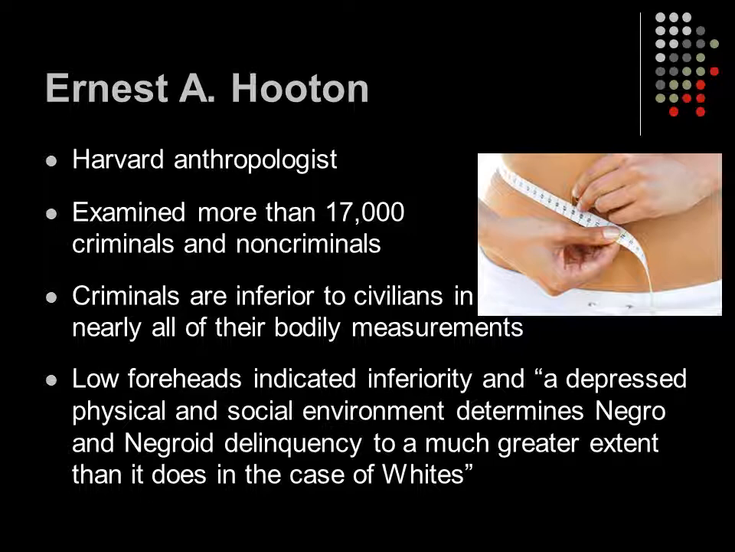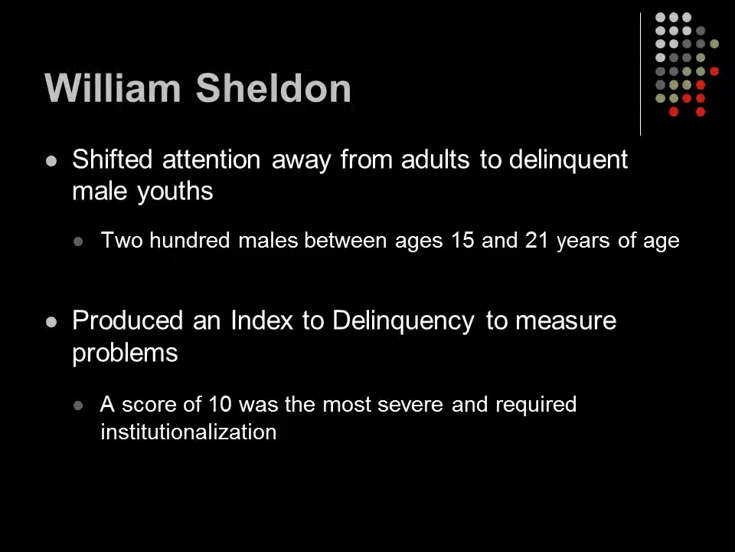The name you see associated with body types most often is William Sheldon. And he shifted his attention away from looking at adults to focusing on juveniles or youths. He did a study involving a couple of hundred males between the ages of 15 and 21. And he developed an index that was used to rate someone's delinquency and measure the severity of their problems.